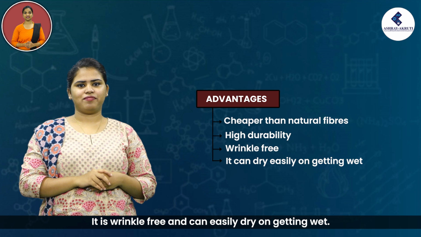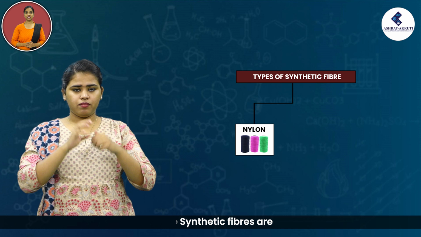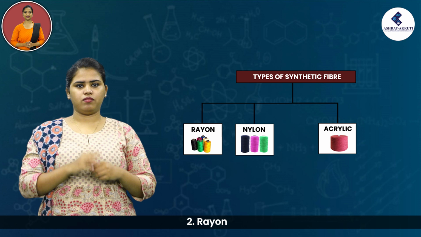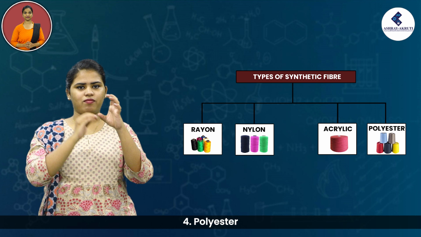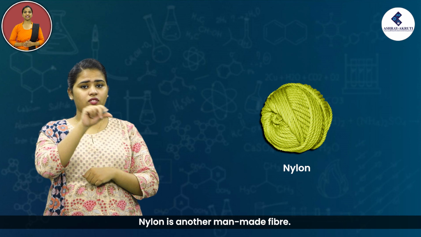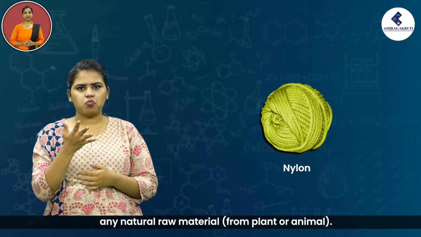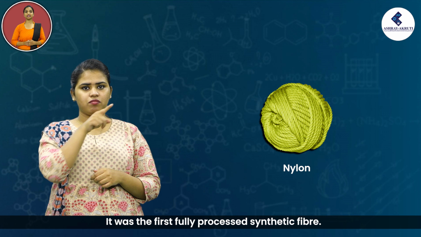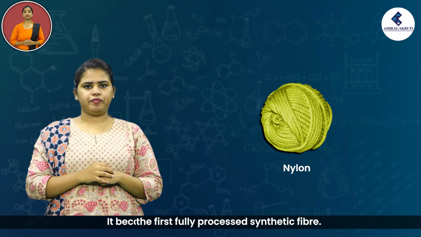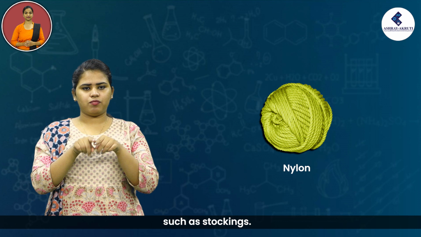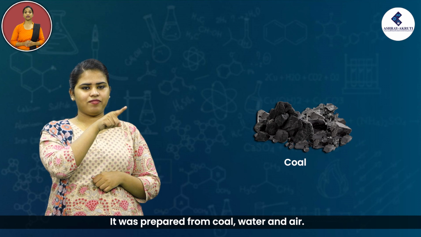Some synthetic fibers are nylon, rayon, acrylic, polyester. Nylon is another man-made fiber. In 1931, it was made without using any natural raw material from plant or animal. It was the first fully processed synthetic fiber. It became popular during Second World War and replaced silk in most hosiery articles such as stockings. It was prepared from coal, water, and air.